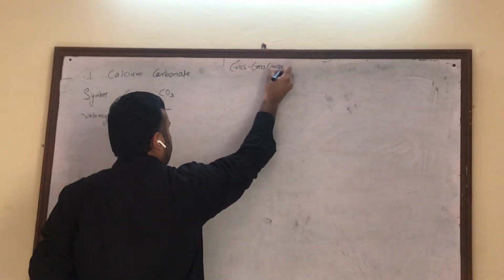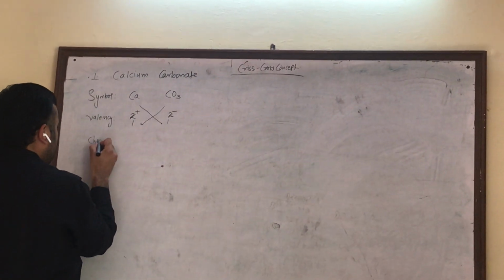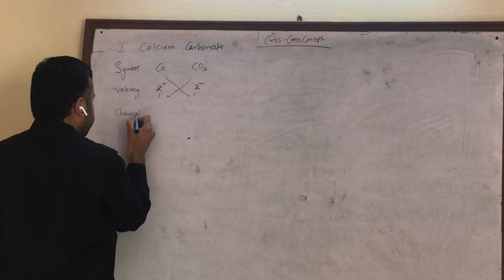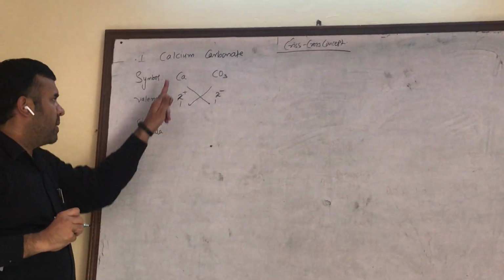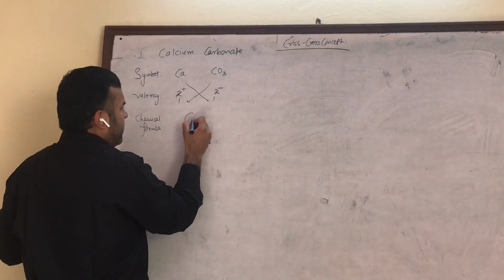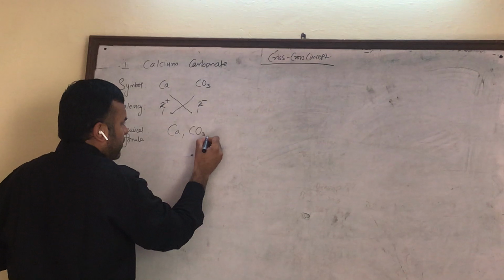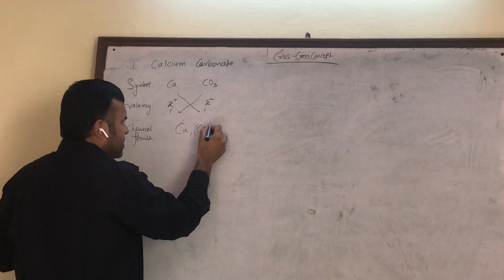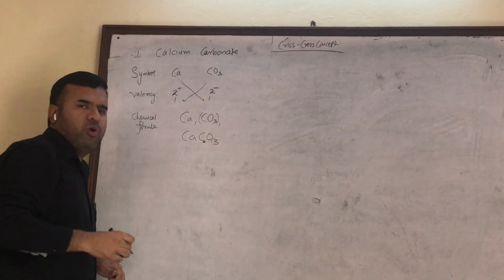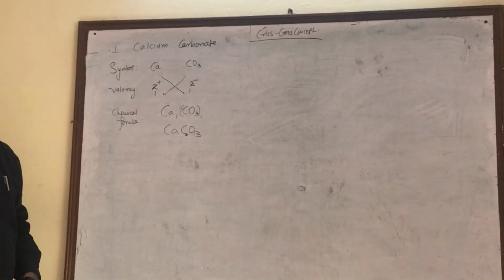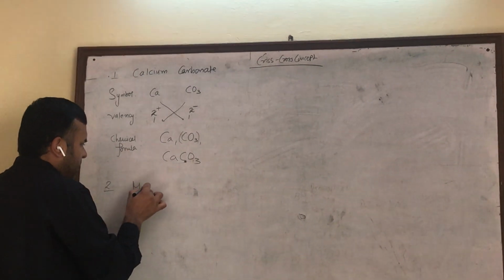Criss-cross concept. Why so? Because Ca will get multiplied by 1 and CO3 also by 1, because the subscript is 1 in both the cases. So the formula for calcium carbonate is CaCO3, right? Next, the formula of magnesium nitrate.